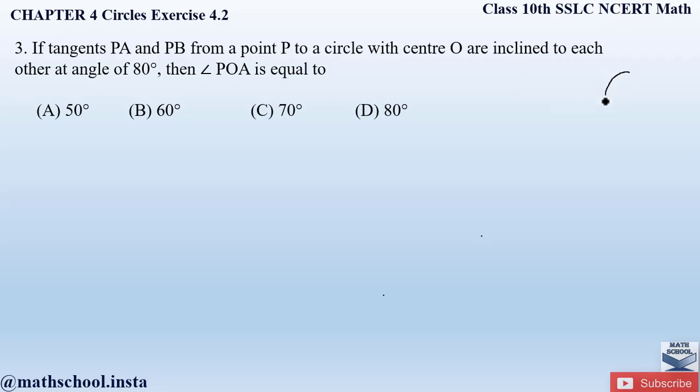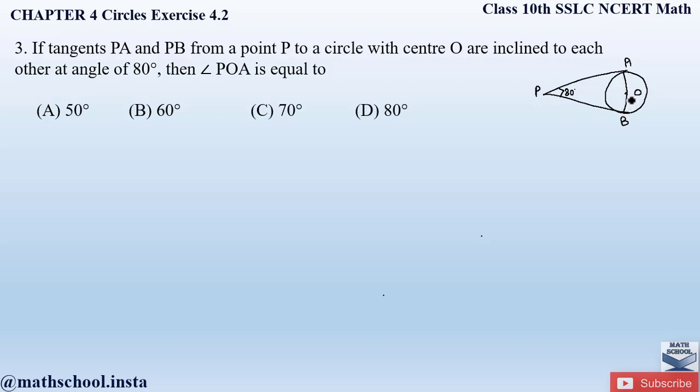So we have a circle with center O, and from a point P we have two tangents, that is PA and PB. So they have given us that the two tangents PA and PB are inclined at an angle of 80 degrees to each other, right? So angle between two tangents is 80 degree. Now we have to find out the angle POA. So to find out this angle POA, let us join this radii from center O to A and also from this center O to B.